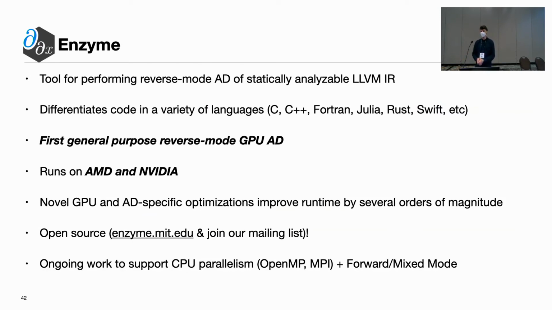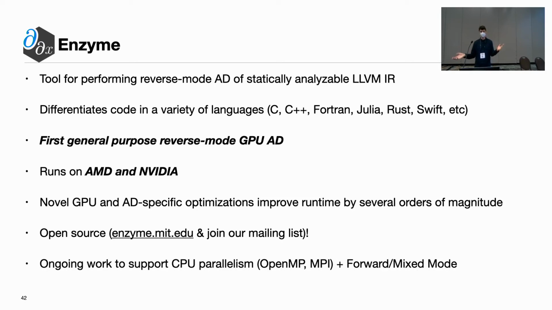Overall, Enzyme is itself a tool for being able to perform reverse mode automatic differentiation of any statically analyzable LLVM-IR. This enables it to differentiate code in a variety of languages, be it C, Julia, Rust, Fortran. Here we present now the first general purpose reverse mode automatic differentiation for the GPU. And we're able to achieve that by first resolving all of those races, but 2, introducing those novel GPU and AD-specific optimizations. By operating also at this low level, we're able to not only have this work for a specific vendor, but it works on AMD and NVIDIA GPUs.